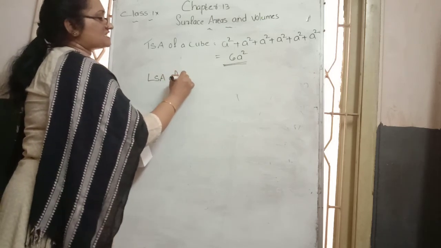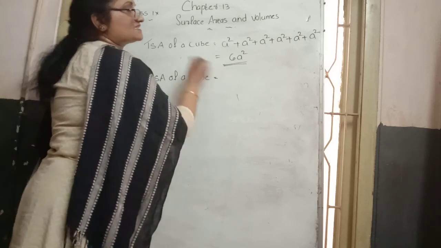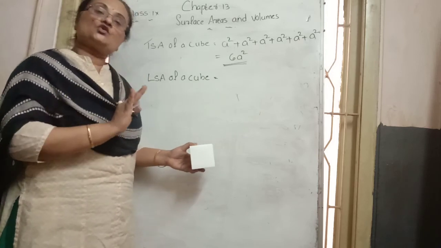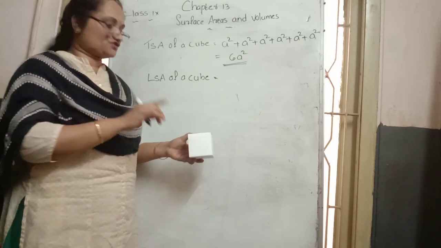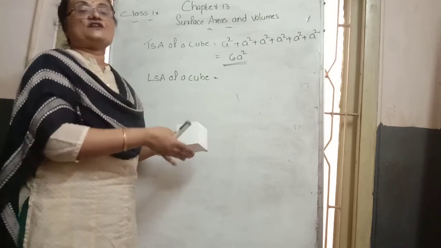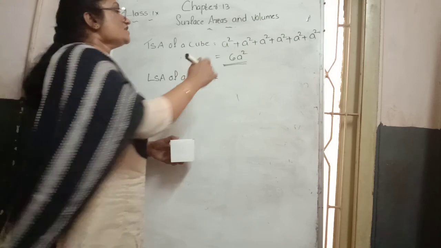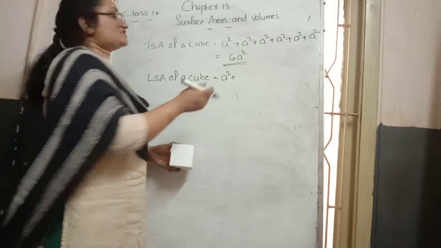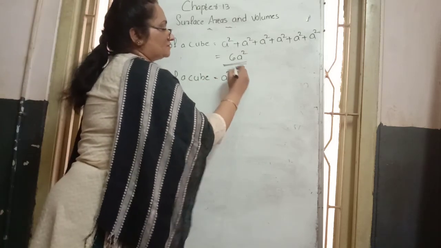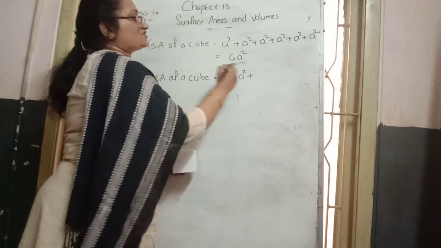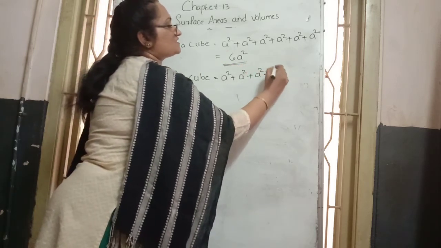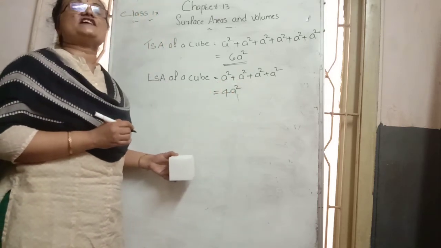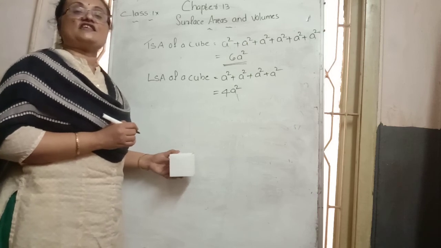Next we are going to learn about the LSA, the lateral surface area of a cube. In the cuboid case also, how many faces do we consider? 4 faces only. In the cube case also, the lateral surface area takes 4 faces only: 1, 2, 3, 4. Top and bottom are not considered. The area of each face is a square only. So first face a squared plus second face a squared plus third face a squared plus fourth face a squared. How many times is a squared repeated? 4 times. So 4a squared is the lateral surface area of a cube.